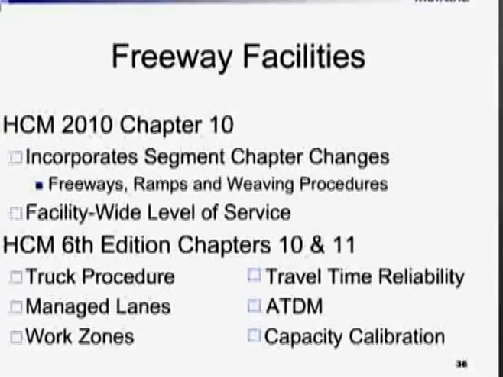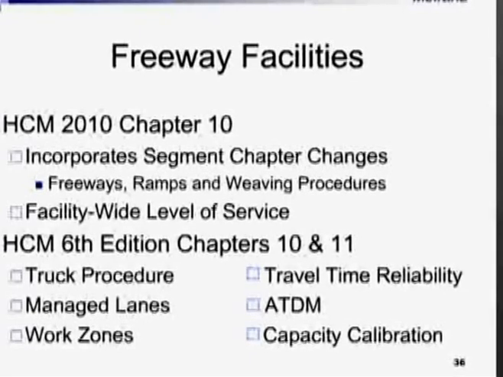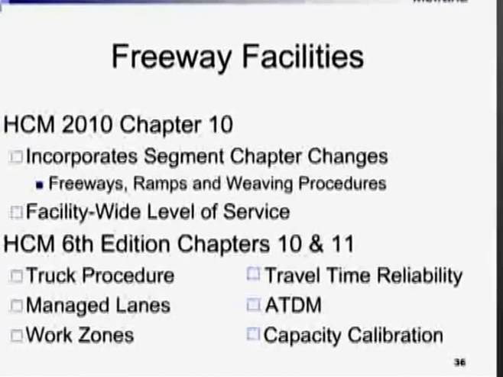Facilities, again, not a lot changed in 2010. It was added to be able to get a facility-wide level of service with a weighted average of the densities of each of the segments. The truck procedure and managed lanes, as modified in the segment chapters, are also modified in the facility chapter, as you might imagine. I'm going to show you the work zone equation, a nice addition. I'm going to talk about travel time reliability and calibration as well.